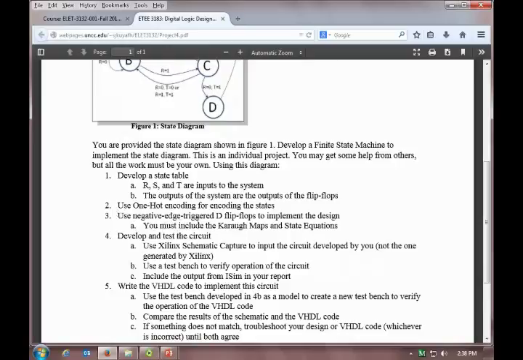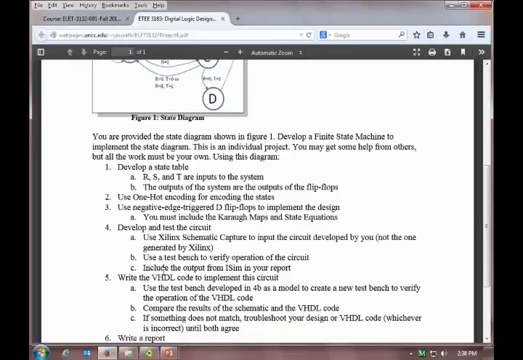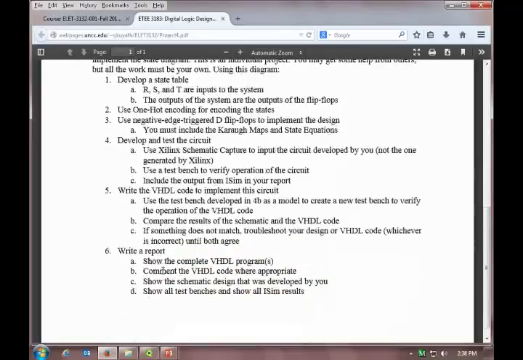This has got a lot of work. Use negative edge D flip-flops. So you got to design it in VHDL and in schematics. And so you got to use D flip-flops. You got to show me the Karnaugh maps and state equations. There is a lot of work involved in this one project. This one's probably worth a lot more than just the 8 points that I give it. But also, it is so hard, I don't want to give it too many points and have it, if you mess it up, that you fail the class because of it. I don't want that to happen either. So it's a catch-22.